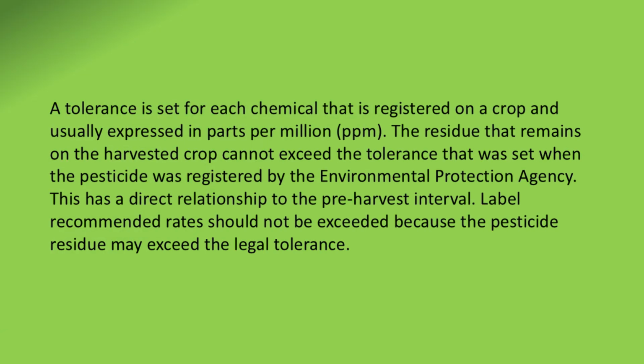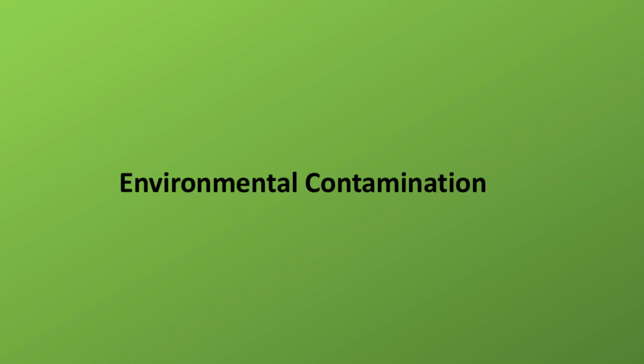A tolerance is set for each chemical that is registered on a crop and usually expressed in parts per million, or ppm. The residue that remains on the harvested crop cannot exceed the tolerance that was set when the pesticide was registered by the Environmental Protection Agency. This has a direct relationship to the pre-harvest interval. Label recommended rates should not be exceeded because the pesticide residue may exceed the legal tolerance.